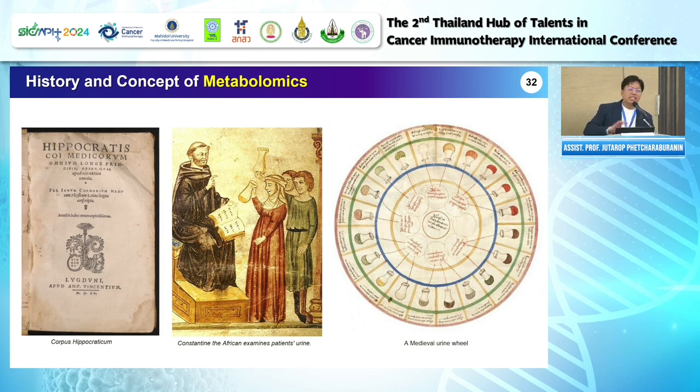So this is the history of metabolomics. Metabolomics itself is not new. The concept of metabolomics was established since the classical period. In this urine wheel, it would indicate the color, the appearance, the texture of the urine, the smell, and also the taste of the urine, in accordance with the signs and symptoms that the doctors observed from each patient. This was some kind of Bible for doctors during those days.